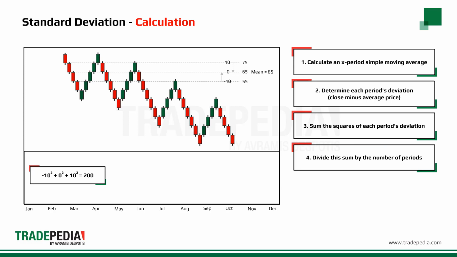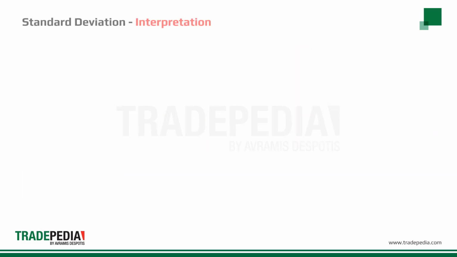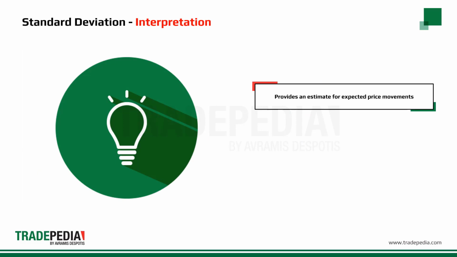Divide this sum by the number of periods used. In our case, 200 divided by 3. Finally, we calculate the square root of this result, and we get 8.16 as the standard deviation. Standard deviation provides an estimate for expected price movements and hence the risk of a security.